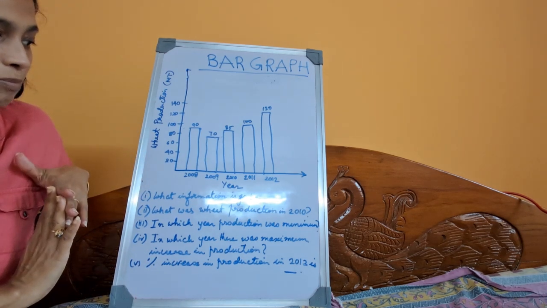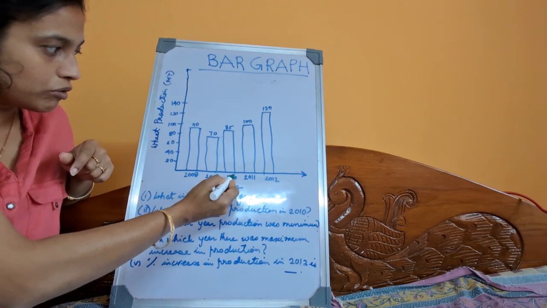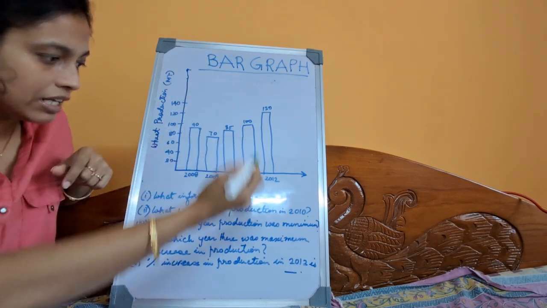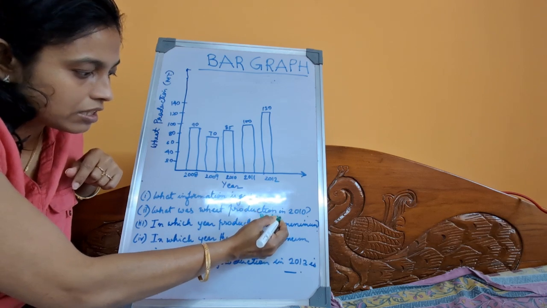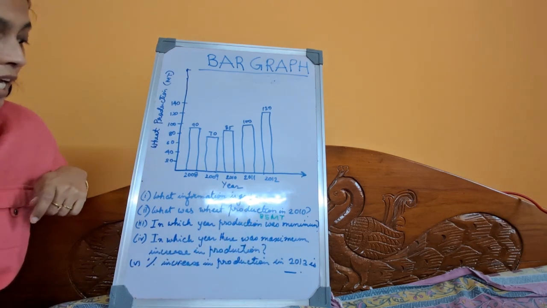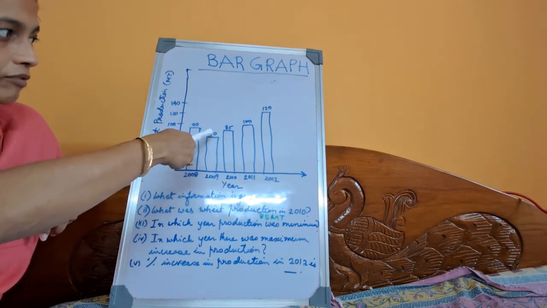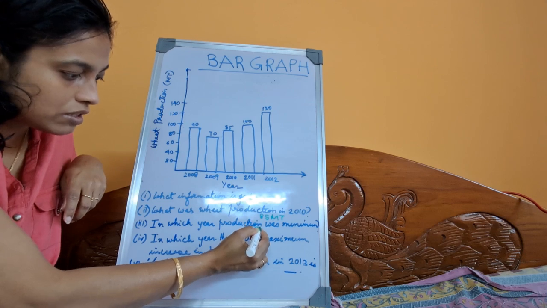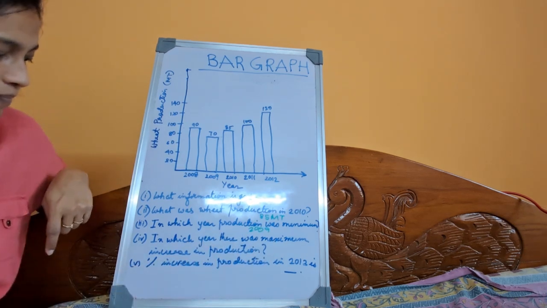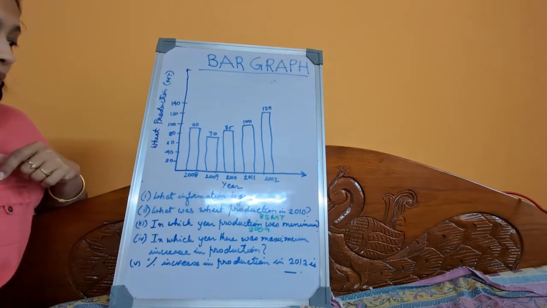What was wheat production in 2010? So you have to go to 2010 and see it's written 85. So it is 85 metric ton. In which year was production minimum? So we have to find the minimum number, which is 70. So it was in 2009.